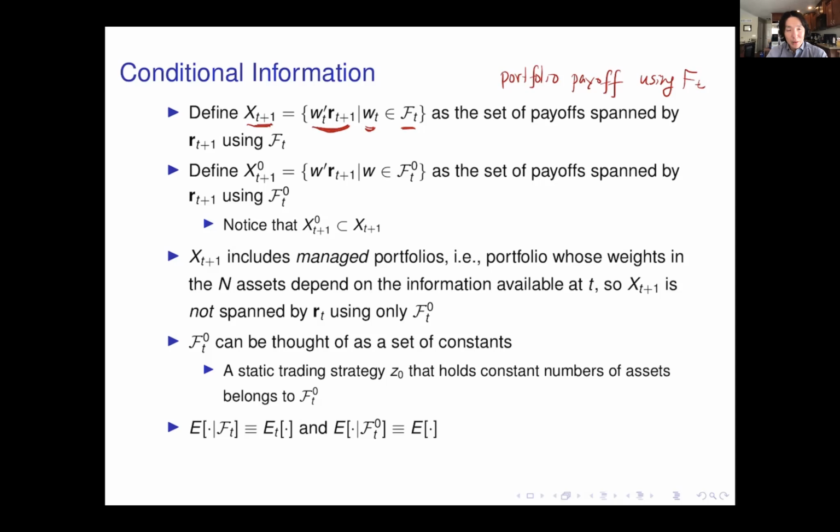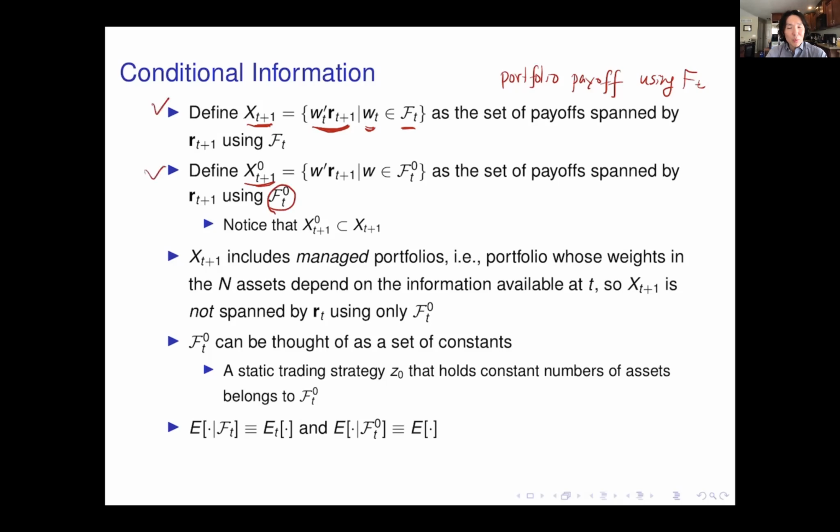In other words, these portfolio realizations are not known at time t, so it is a random variable, but it's going to be realized in the next period at time t plus 1. 그 다음에 next, X_{t+1,0} is the set of payoffs spanned by the information at time t0. Okay? So what is the difference between this and that?